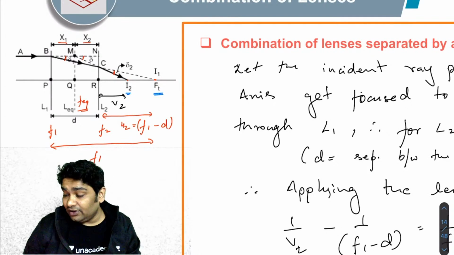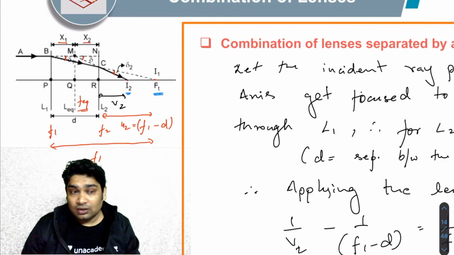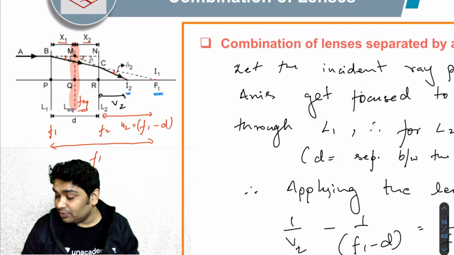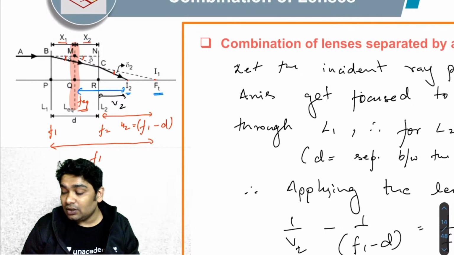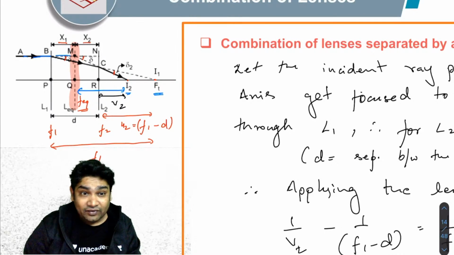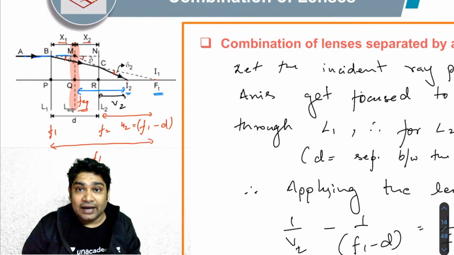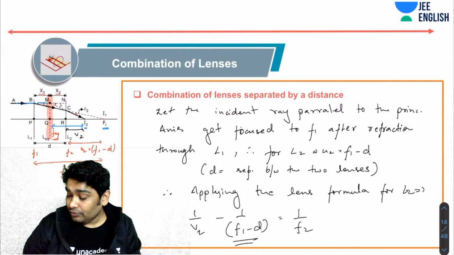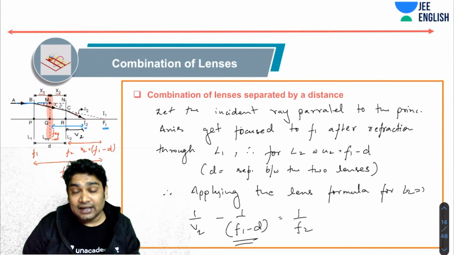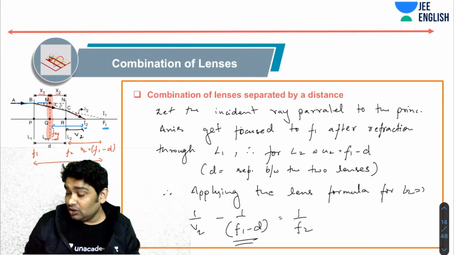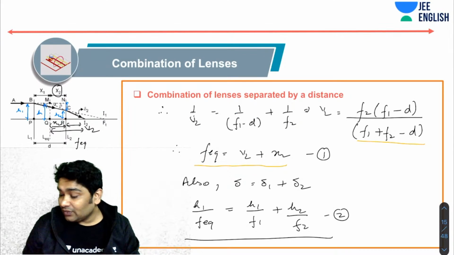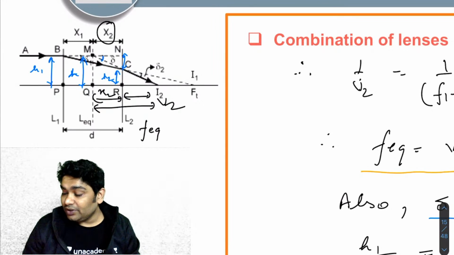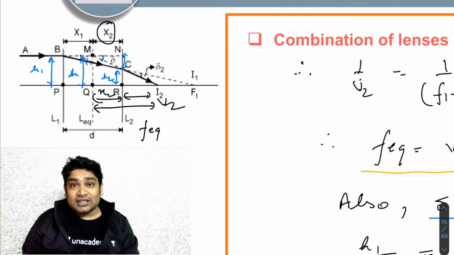So the F equivalent is, if I replace these two lenses by this single lens, then this entire distance would be called the F equivalent. Why? I imagine that this ray is incident on the equivalent lens and converges to this point I2. Now I also wanted the deviation produced by the single lens to be equal to the net deviation produced by the two lenses. So I wrote that also: the delta produced by this single lens should be equal to the sum of the net deviation produced by the two lenses, delta 1 and delta 2.